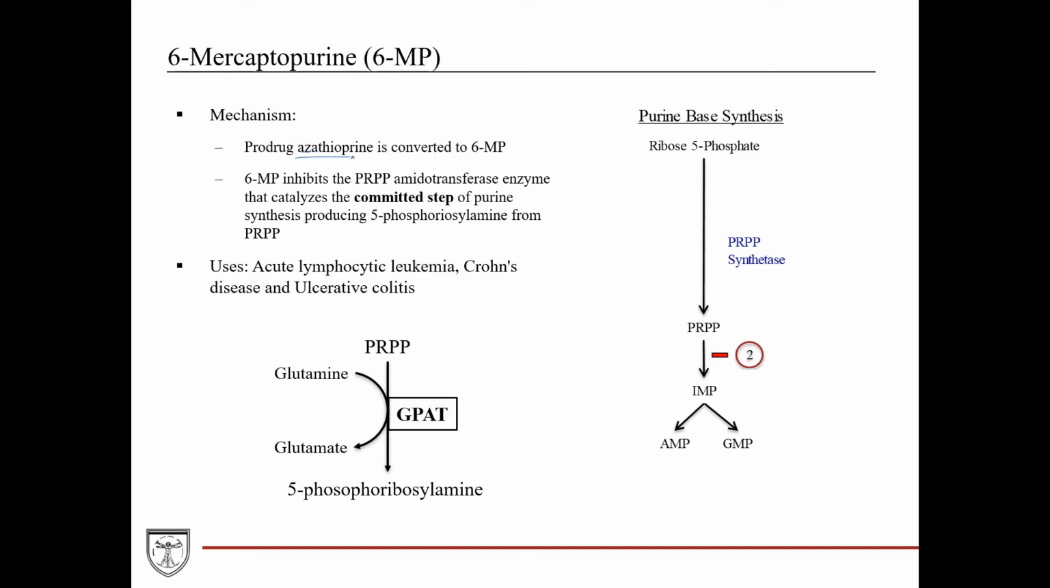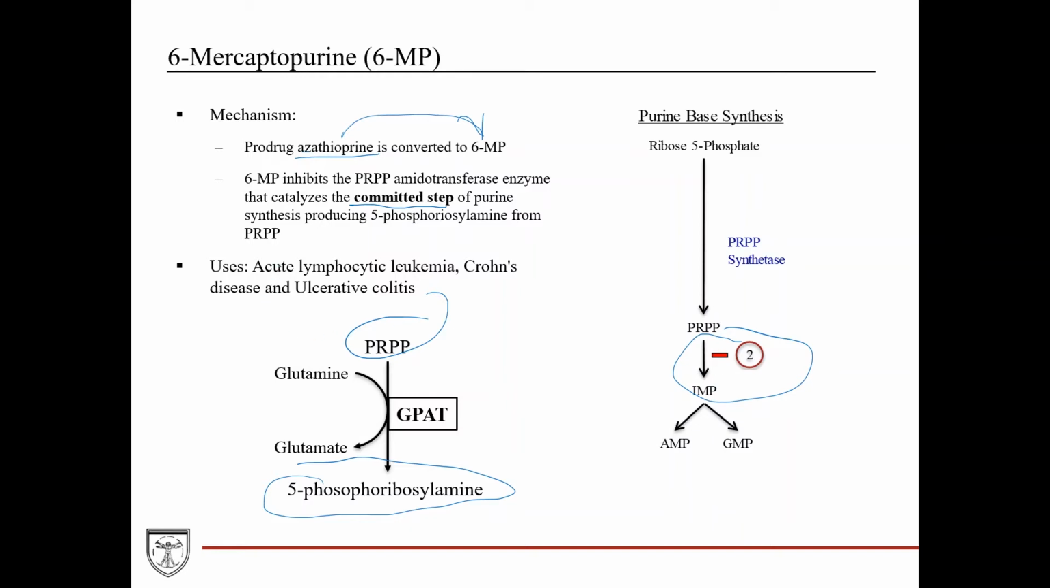Mechanism, it's a prodrug, meaning the patient takes what's called azathioprine, which is then converted metabolically in the body to 6-MP. 6-MP inhibits PRPP aminotransferase enzyme, which is also known as GPAT, which catalyzes that committed step that forms 5-phosphoribosylamine from PRPP. Remember that we just talked about this a few slides ago. So it's going to act in this part of the pathway here on the way of synthesizing IMP from PRPP.